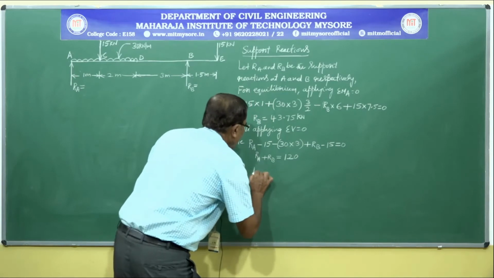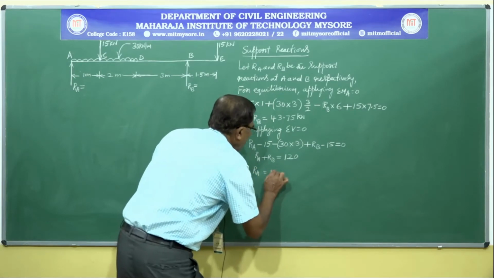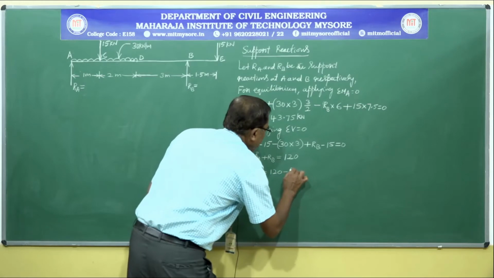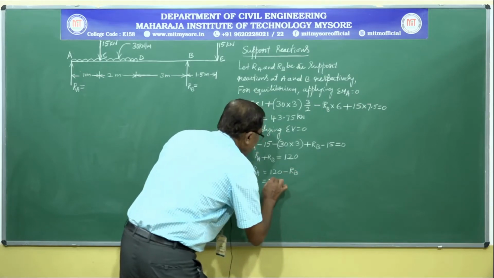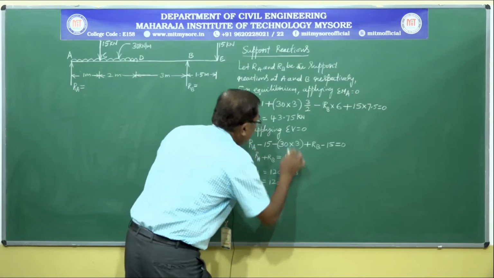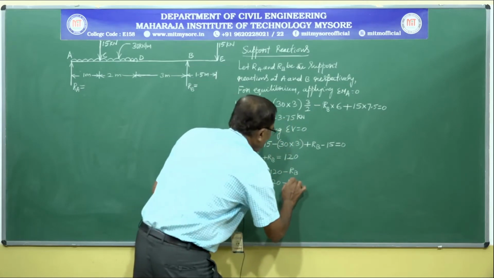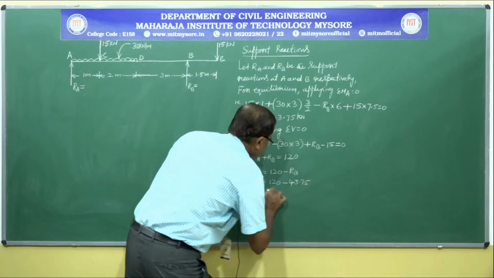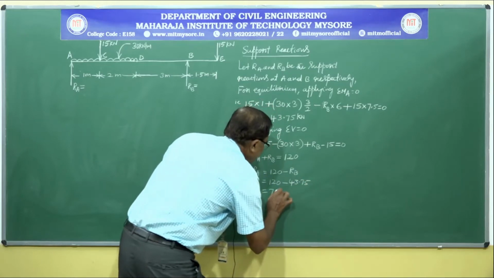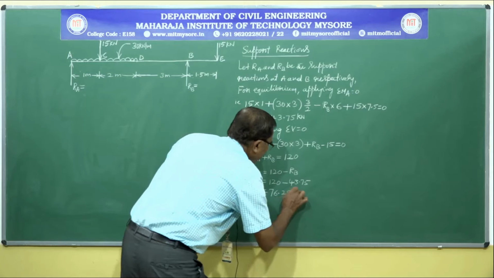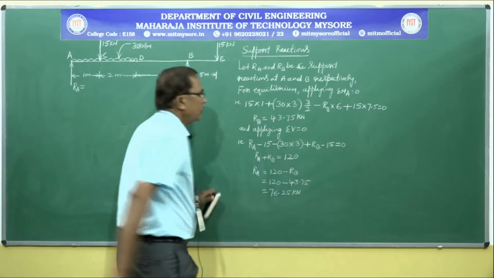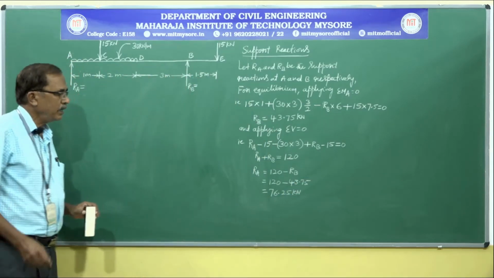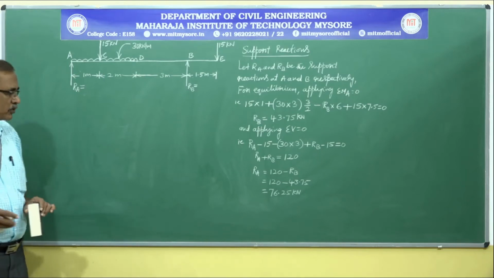Solving this, RA is equal to 120 minus RB, that is equal to 120 minus 43.75, which is 76.25 kilonewton. So like this we can calculate the reactions at the supports.